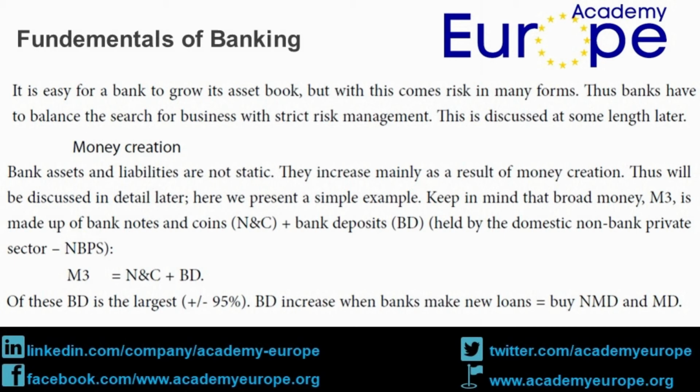Money creation. Bank assets and liabilities are not static. They increase mainly as a result of money creation. This will be discussed in detail later. Here we present a simple example. Keep in mind that broad money, M3, is made up of bank notes and coins, NNC, plus bank deposits, BED, held by the domestic non-bank private sector, NBPS. M3 equals NNC plus BED. Of these, BED is the largest, about 95%. BED increase when banks make new loans.